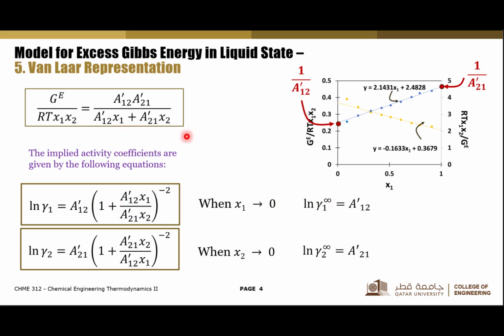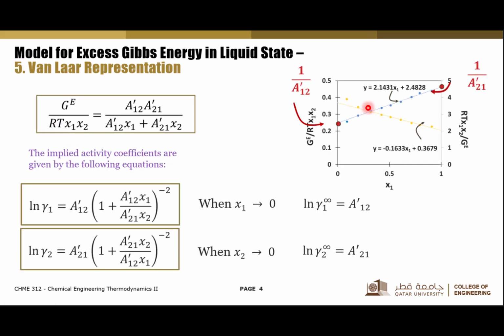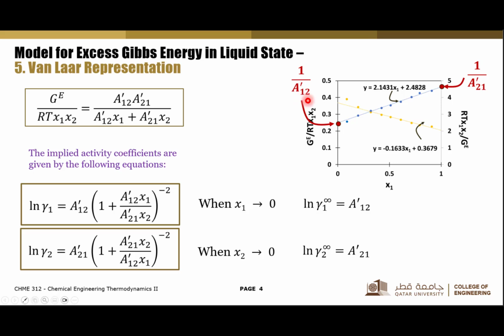If you look at this equation up here, if I have x1 equals 0 and x2 equals 1, what do we find in this case? On this plot, where would it be? So this is x1 here, right? So if x1 is 0, then it's going to be the y-intercept. So if I go back here, 1 over A prime 1,2 is going to be this point here, my y-intercept. And then the opposite for x2 approaching 0, that means x1 approaches 1, then it's going to be whatever the value is at x1 equals 1 on that plot.